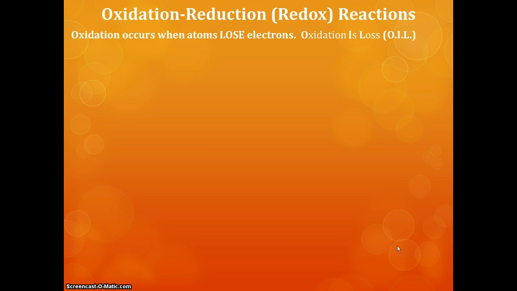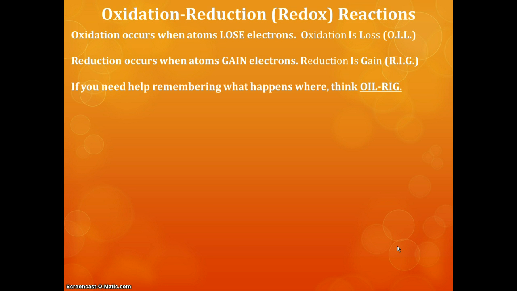Some basic ideas before we begin looking at reactions is that oxidation is going to occur when atoms lose electrons. If you want to think of this in mnemonic form, you can think of oxidation is loss, or OIL. The flip side of that is that reduction occurs when atoms gain electrons, so reduction is gain, or RIG. And so if we need help remembering this, we can think of the mnemonic OIL RIG. Oxidation is loss, reduction is gain. So if you get stuck, refer back to that.